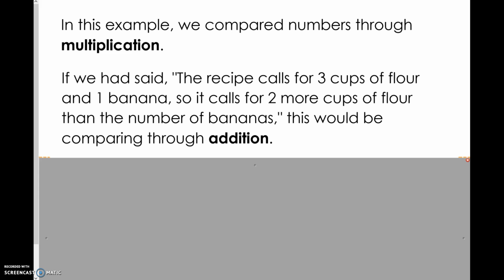In this example, we compared numbers through multiplication. If we had said the recipe calls for 3 cups of flour and 1 banana, so it calls for 2 more cups of flour than the number of bananas, this would be comparing through addition.